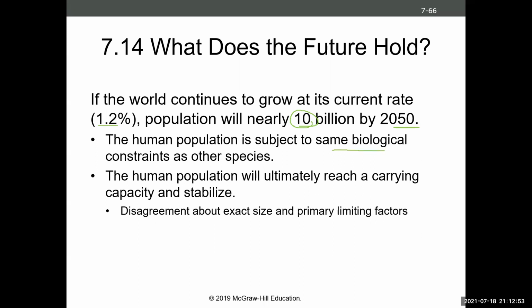And we've got the same biological constraints as other species. We do have a carrying capacity, and we will reach that carrying capacity. We'll stabilize, but that stabilization means bad things for the population that's not able to gather the resources, because in order for that to stabilize, you have to have mortality equaling birth rates. So if our birth rates are high, that means our mortality rates are going to be high as well, in order for that population to stabilize. And so we just need to take that into consideration in how we go about our daily lives.